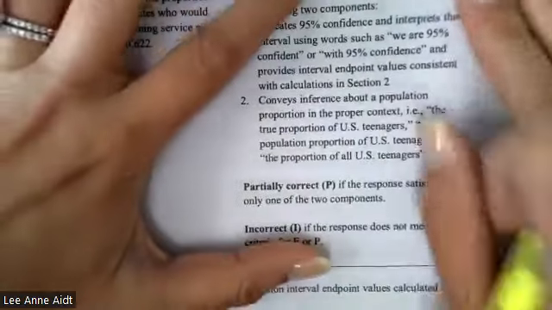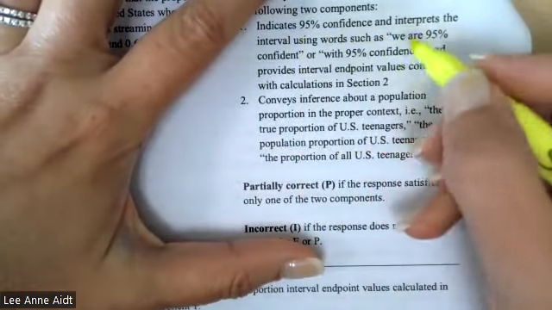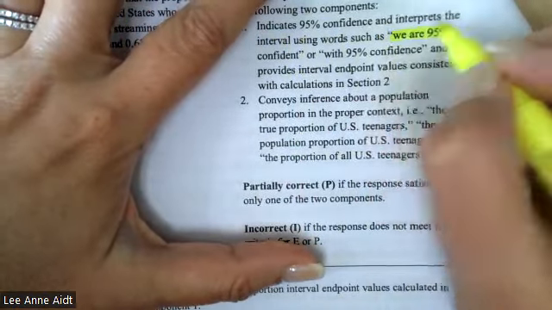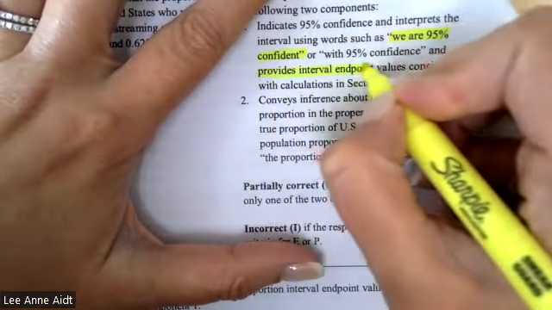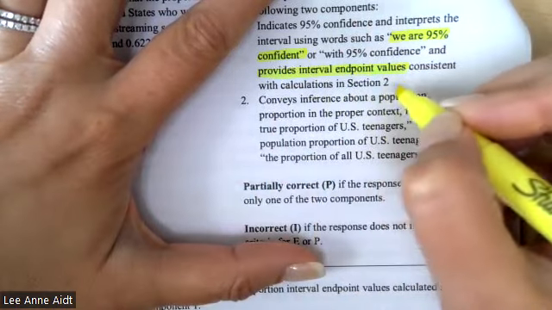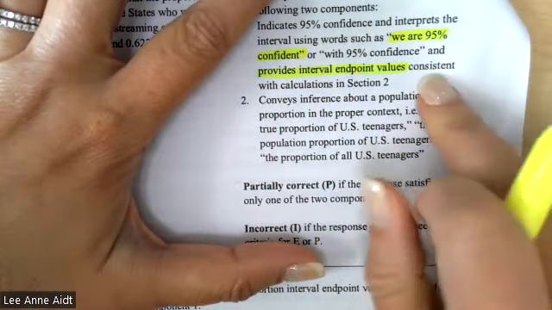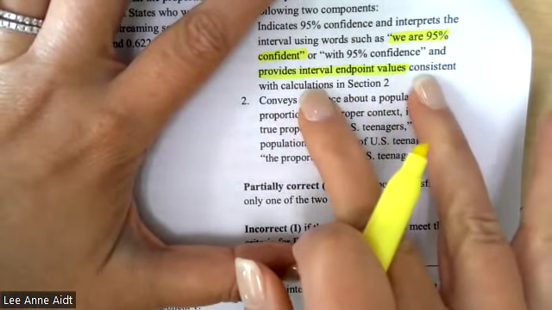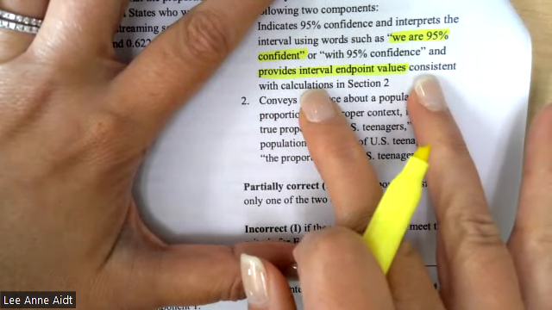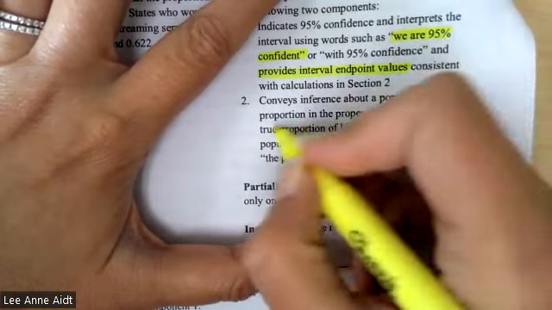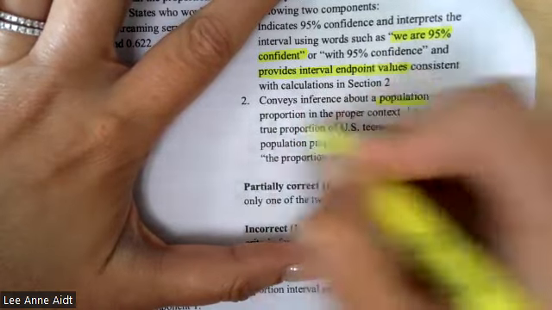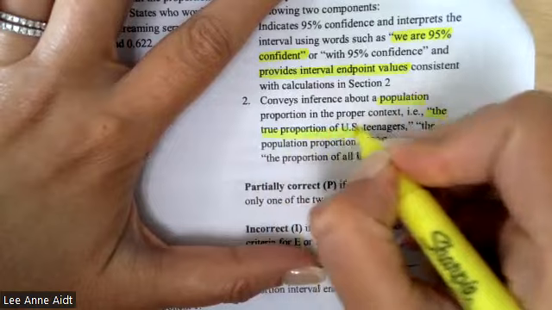Section 3 indicates 95% confidence and says something like we are 95% confident, and provides interval endpoint values consistent with calculations in section 2. So they just want these numbers to match whatever you had. You don't get double marked wrong, which is nice. And then conveys inference about population proportion in context. So true proportion of US teenagers.